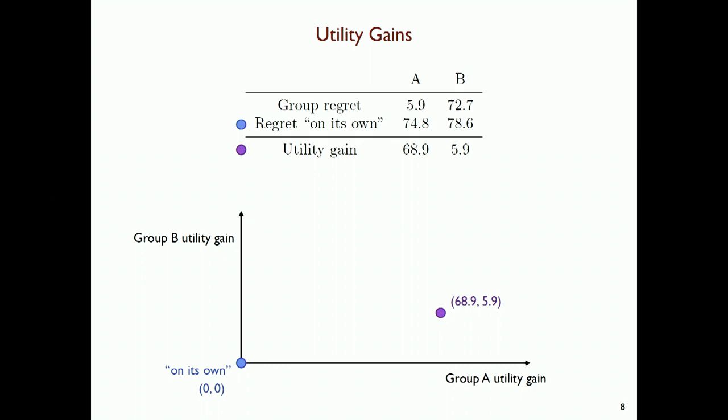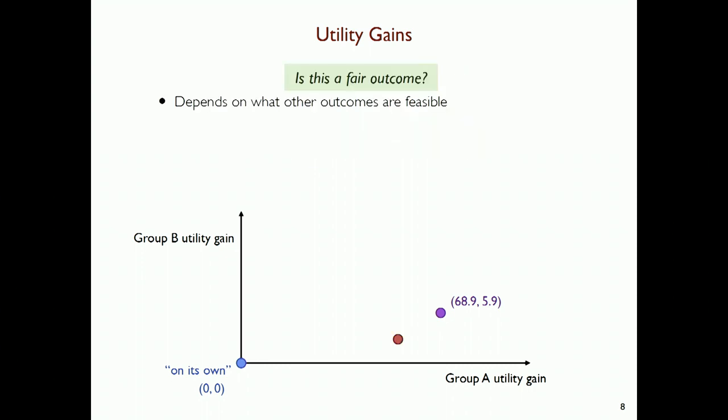So I'm going to normalize the regret on their own to 0, okay, just to kind of build a picture of this. Right? So if I take that blue dot, regret on its own, and I normalize that to 0, and I look at what the improvement was for group A and group B, you'll see that group A improved by 68.9, group B improved by whatever, 5.9. Now, the natural question to ask is, is this fair, in some sense? And a reasonable answer to is it fair is, well, it depends on what else was possible, right?